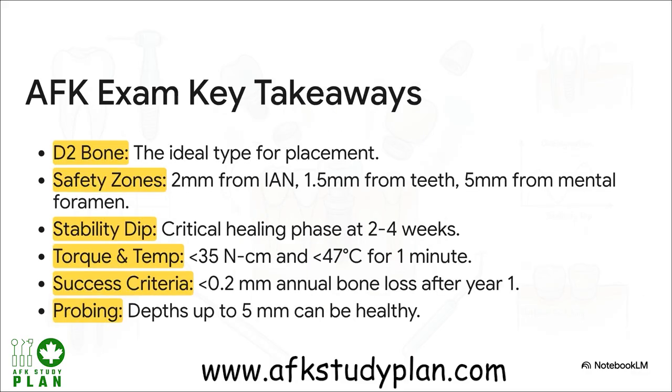All right, this is it, your AFK cram sheet. Get ready to screenshot this. D2 bone is ideal. Your safety zones are 2 millimeters from the IAN, 1.5 from teeth, and 5 from the mental foramen. The stability dip is at 2 to 4 weeks. Keep your insertion torque under 35 newton centimeters and the bone temperature below 47 degrees for 1 minute. Success means less than 0.2 millimeters of bone loss per year after year 1, and remember that probing up to 5 millimeters can be perfectly healthy.